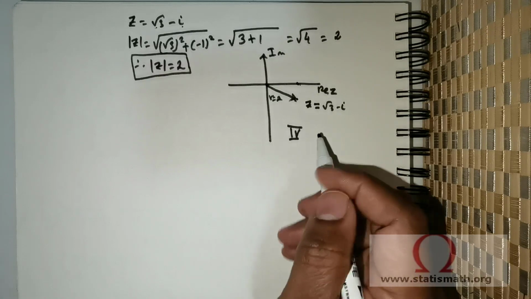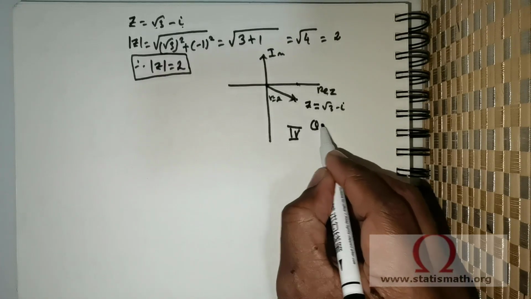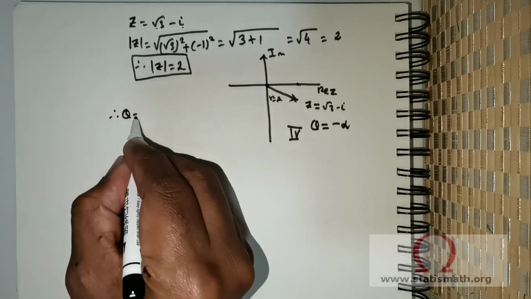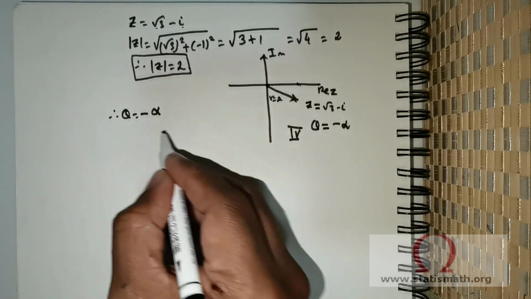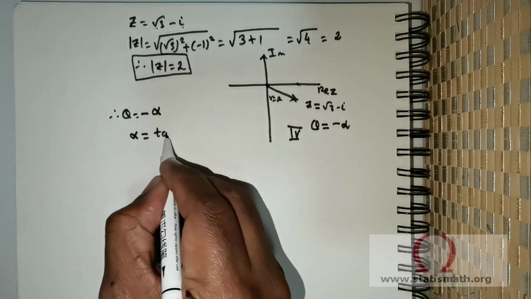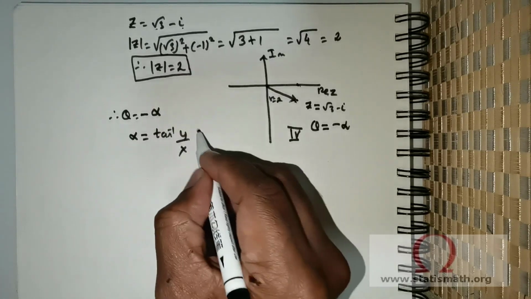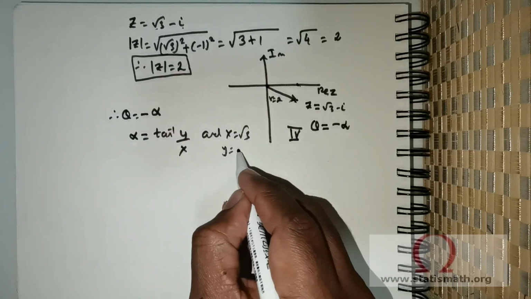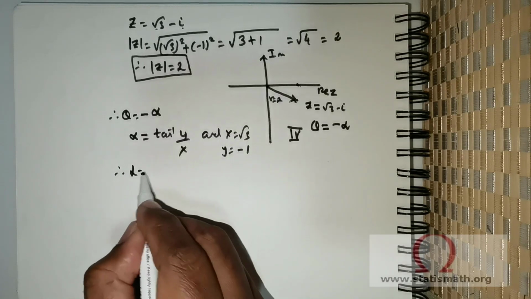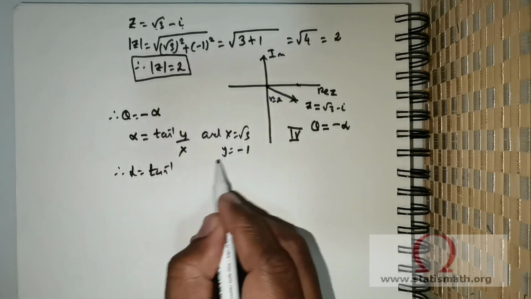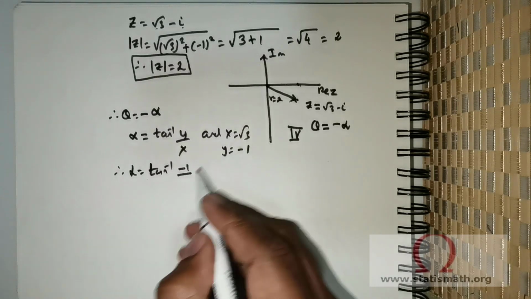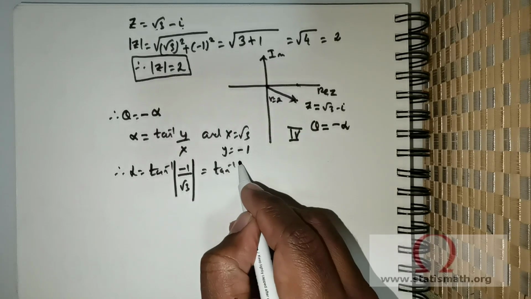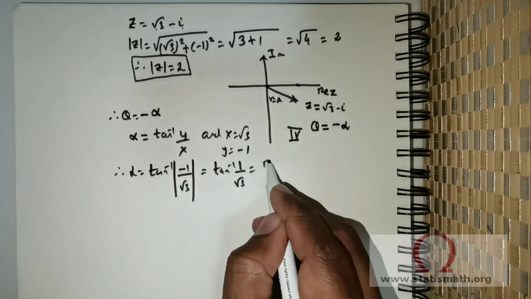So that means we need to take the principal argument theta to be negative alpha. So therefore theta is negative alpha. And we have to know what is alpha. Alpha is tan inverse of y divided by x. And x is equal to root 3 here and y is equal to negative 1. So therefore alpha is equal to tan inverse of negative 1 divided by root 3, but this has to go in the modulus, so that's going to be tan inverse of 1 over root 3, which is pi over 6.